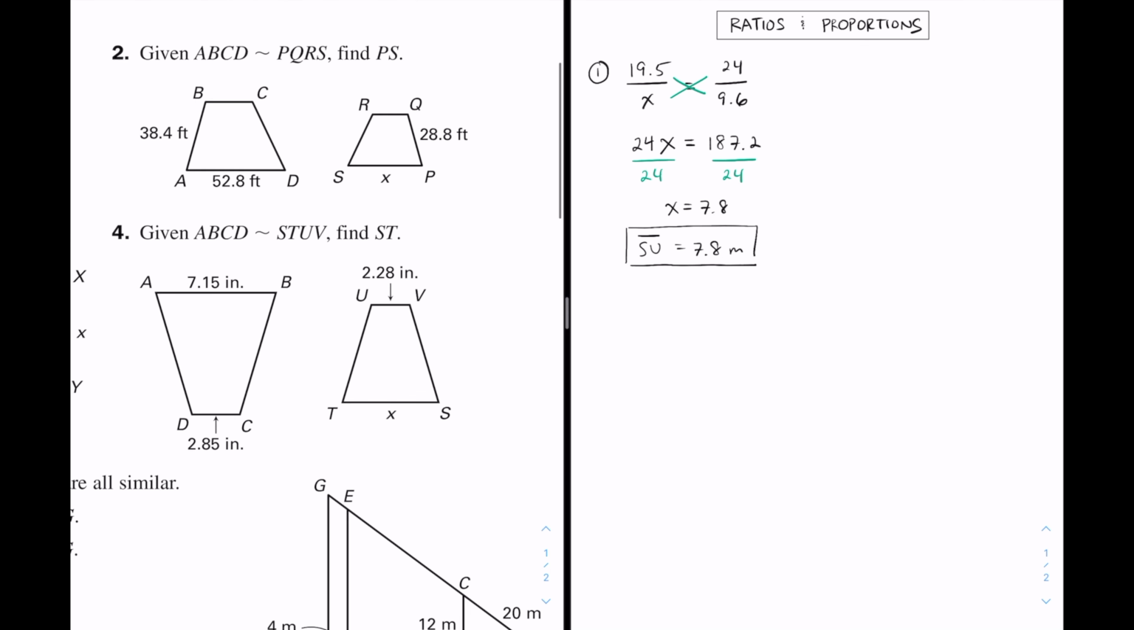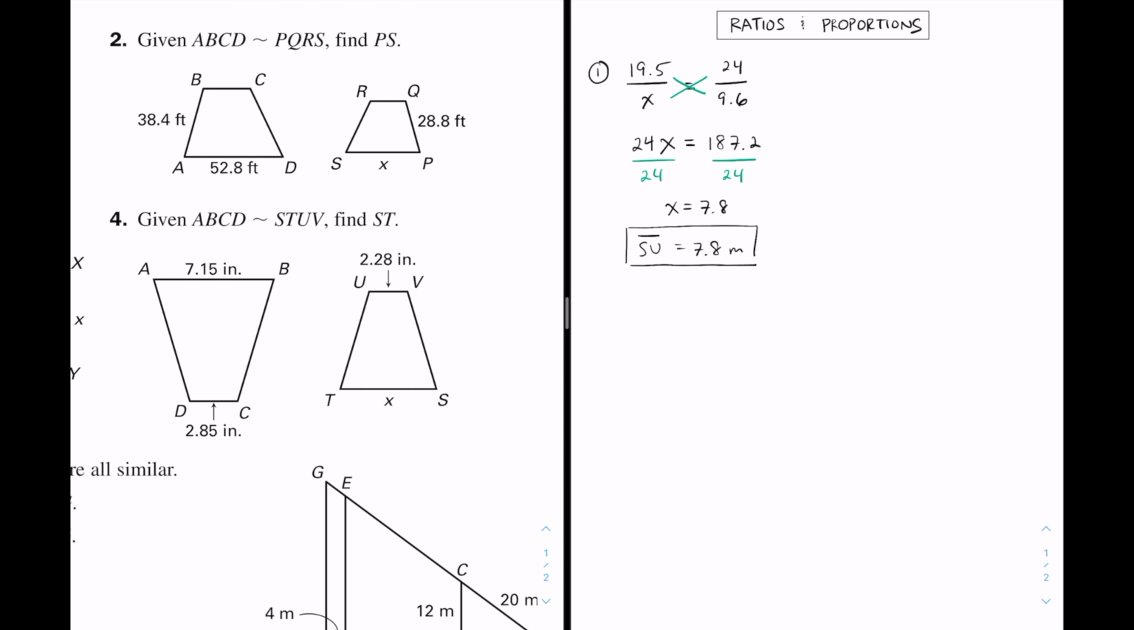Cool. Let's take a look at number 2 here. Okay, so we have this trapezoid here of ABCD. So trapezoid ABCD is similar to trapezoid PQRS, so everything is going to be proportional and has the same ratio. We need to find the length of PS here. So PS is what we're looking for.